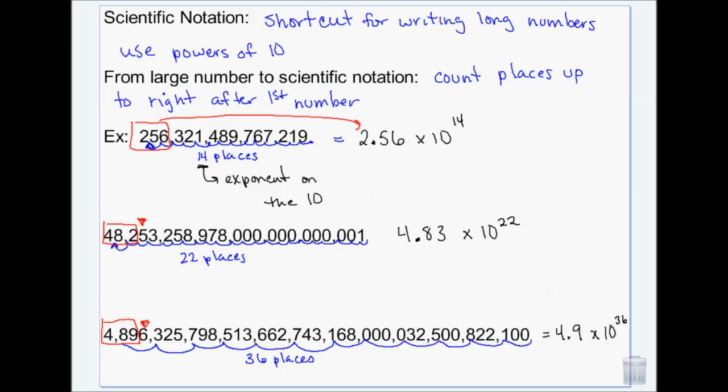So, as you can see, it's much nicer to write 4.9 times 10 to the 36 than to write that big old long number.